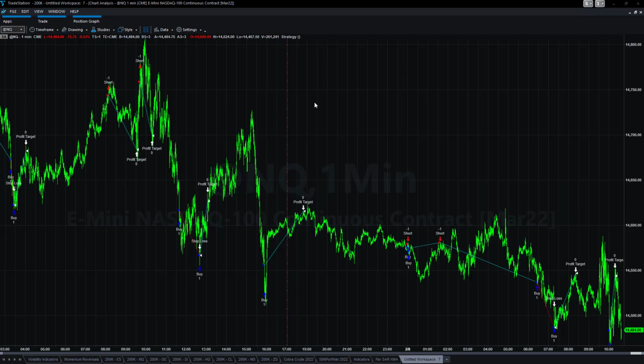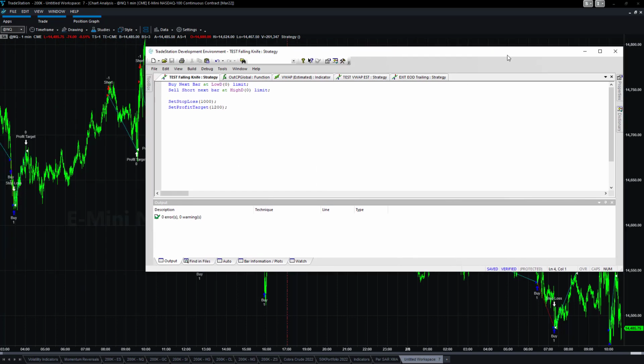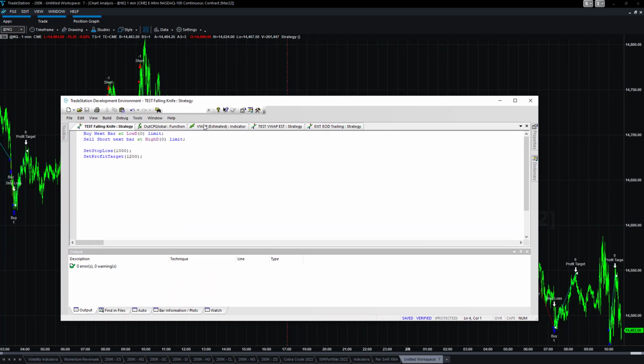I want to test buying the low and shorting the high, and I'm using a strategy called test falling knife. Here is what the falling knife strategy looks like. It's a general idea: buy the next bar at the low of the day since midnight. The Low D function goes from midnight to midnight. Sell short next bar at High D, the high of the day from midnight to midnight, at that high level on a limit.